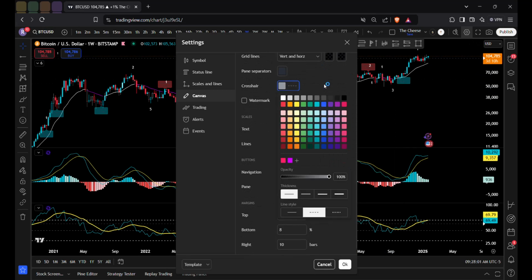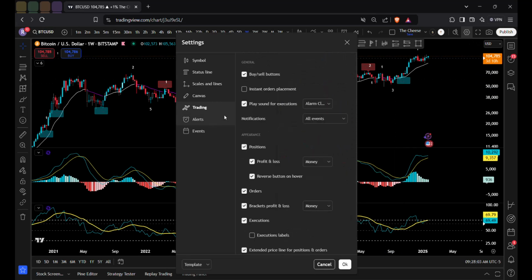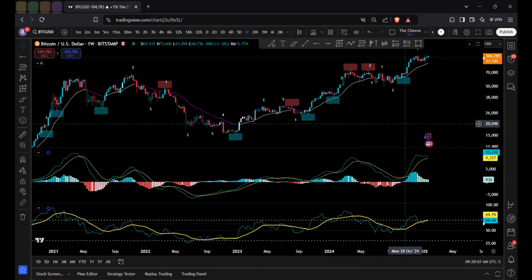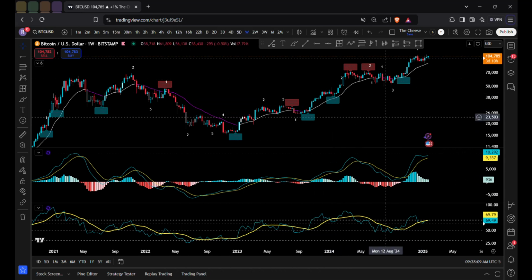Crosshair, I have it at 100, at gray. Trading, I don't use for TradingView. Alerts kept the same. Events stayed the same. So that's for the color, the background, and that.